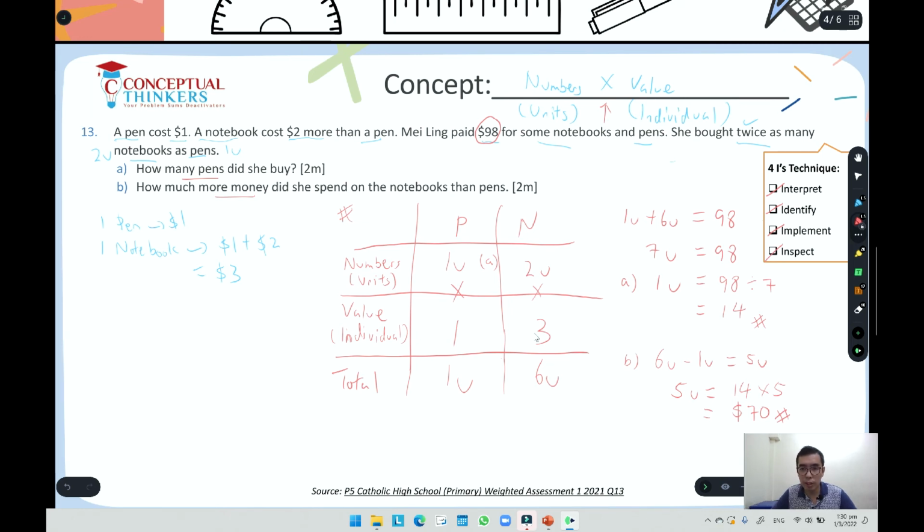Okay, with this, I hope that next time when you see this kind of question, look for the key phrases. So number times value, remember, the numbers must be given in terms of the units, and for all the items or all the subjects here you must be able to identify the individual value of it. Okay, so with this, we come to the end of the presentation for question 13.